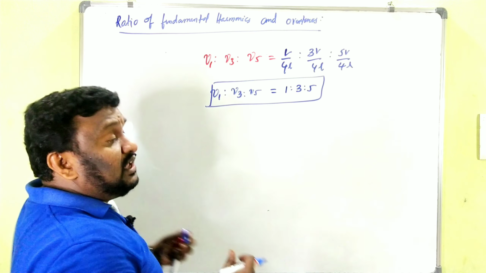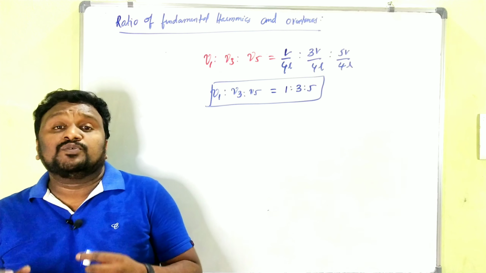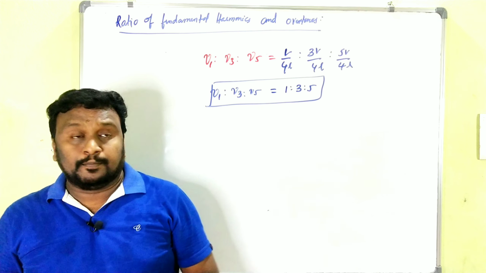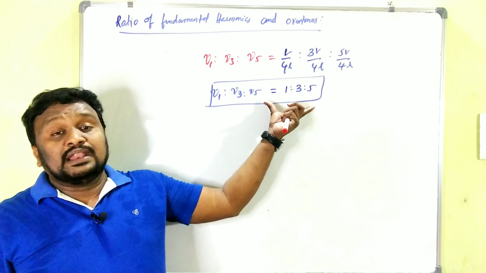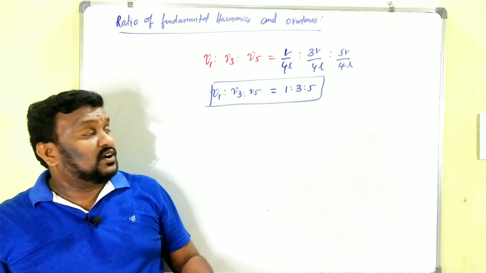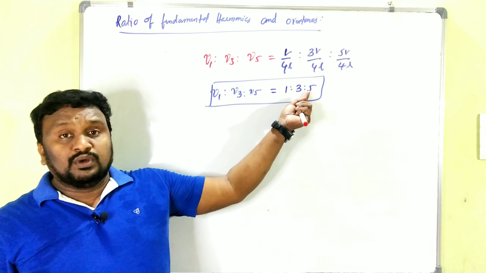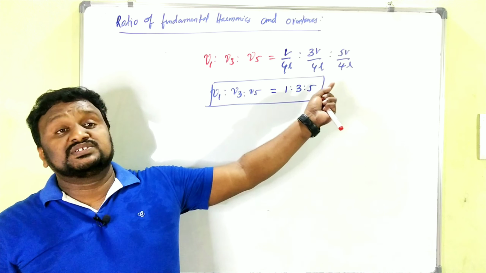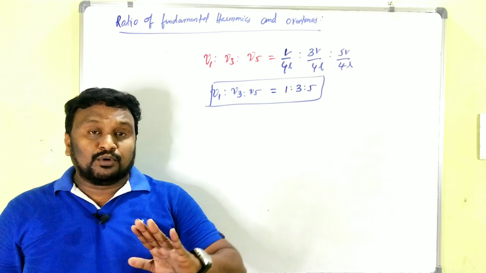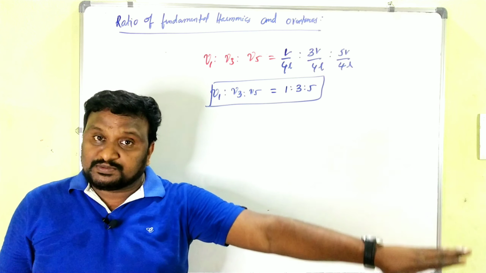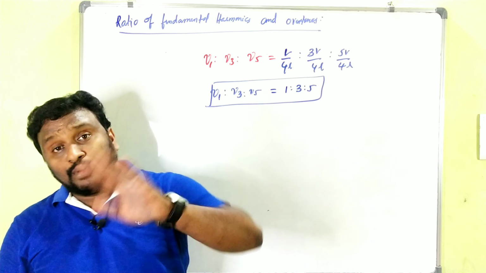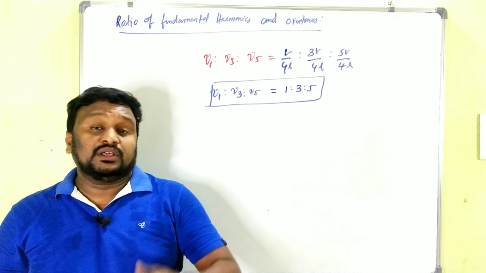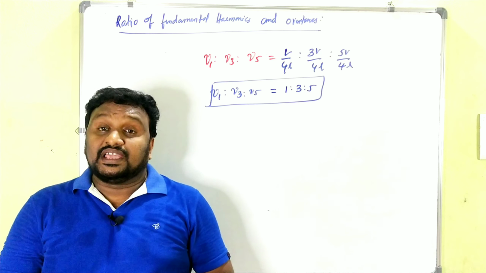Here you have to notice that in closed pipes only odd-numbered harmonics are formed. In a closed pipe, only odd numbers of harmonics form. See, 1, 3, 5, and the next harmonic is the 7th harmonic. So we write 1 is to 3 is to 5 is to 7. In a closed pipe only odd harmonics are found, but in an open pipe both odd and even harmonics are formed. Okay children, so this is about the formation of stationary waves in closed pipes.